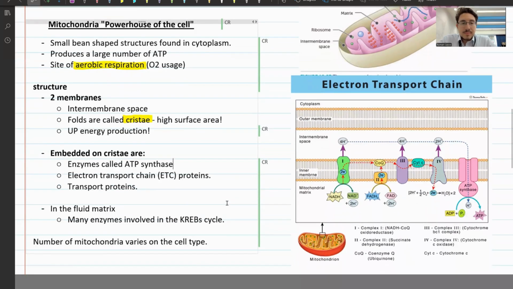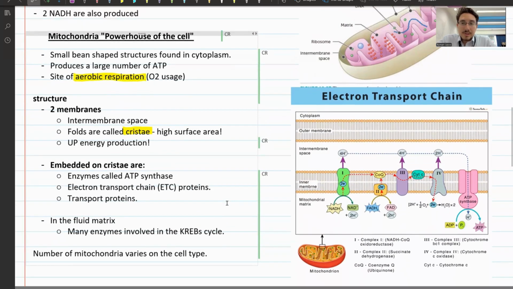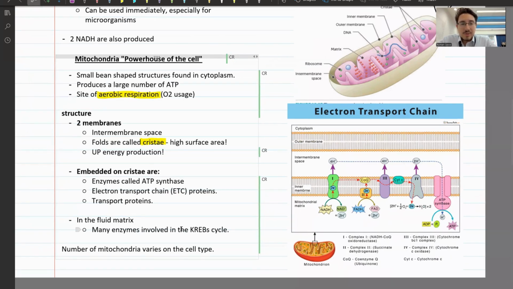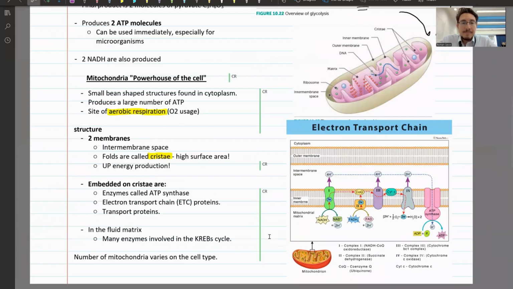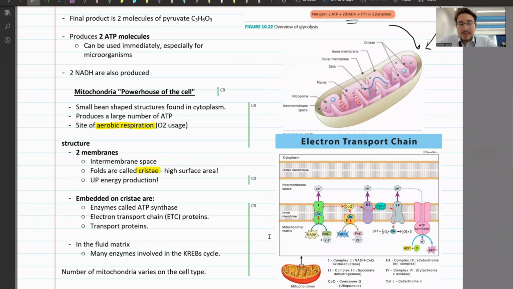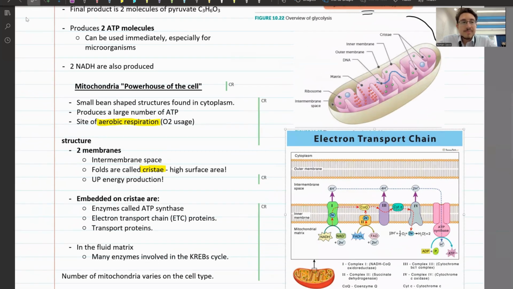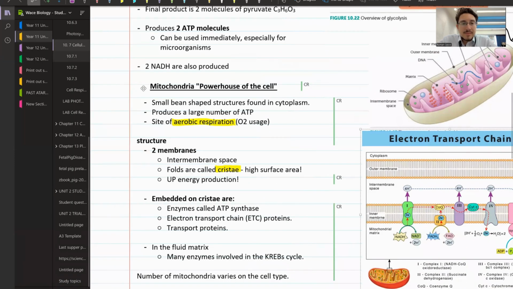How many mitochondria are inside a cell depends on the cell type. You're going to have more mitochondria in muscle cells, for example, that require mechanical movement, which means they require ATP and so forth. But you're not going to have a lot of mitochondria where you have dead skin tissues, epithelial cells, for example. Anywhere where you have a lot of metabolic activity, most likely you're going to have higher amounts of mitochondria. So this is just a little side note on the structure of mitochondria.